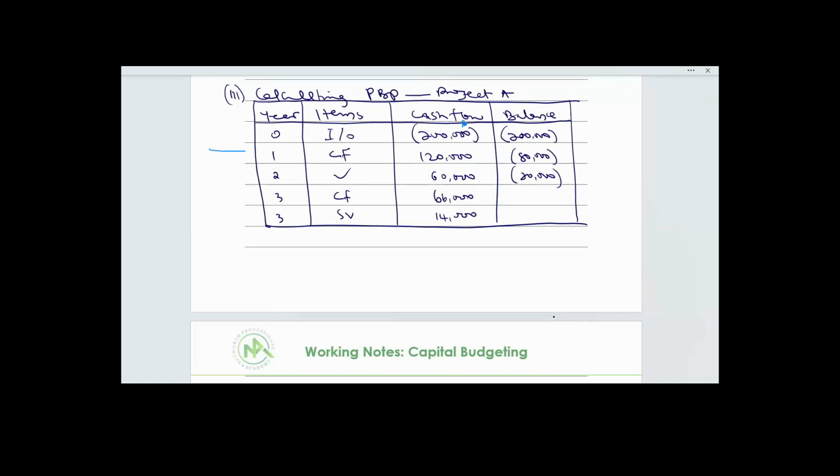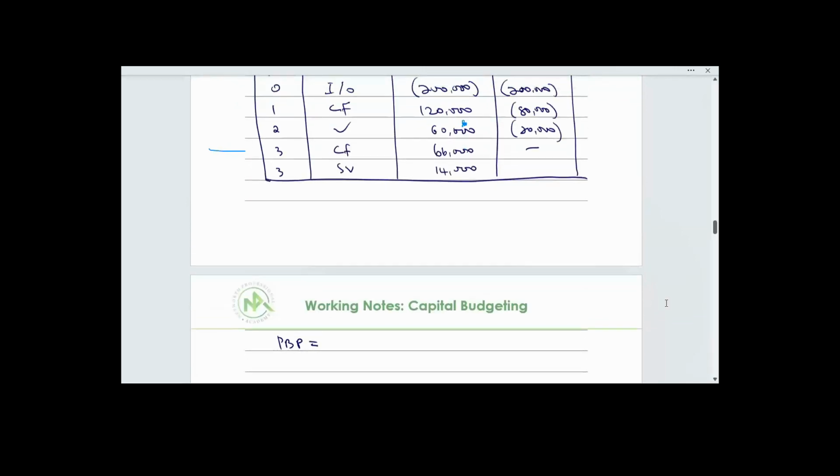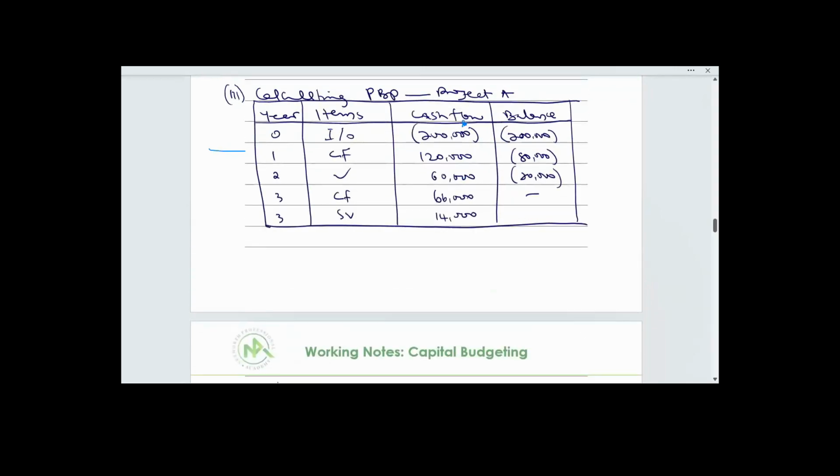Therefore, when you get to a point when the outstanding balance is lower than the next cash inflow, you put a dash. You can see that 20,000 naira is lower than 66,000. Equal to how many years have we recovered? We have recovered for 2 years, year 1, then year 2. That's 2.